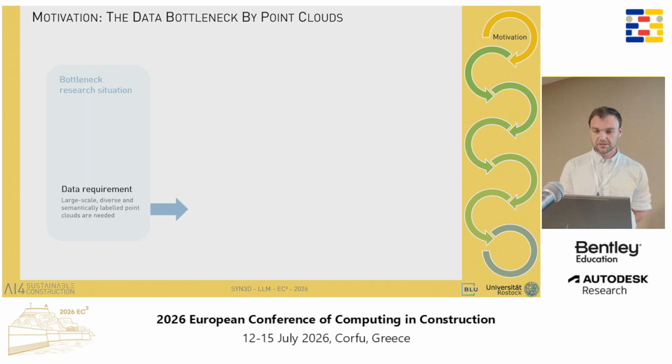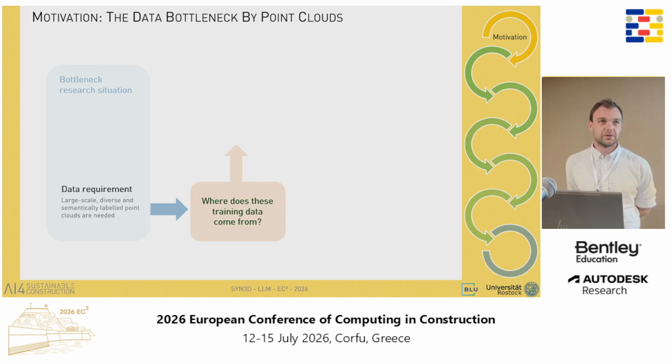And what is the bottleneck we're going to aim at? The bottleneck is that we need large scale data sets, and large scale data sets are not available for point cloud reconstruction, for segmentation, for classification, or something else. Because every diverse scene in the point cloud sector needs a diverse data set to test things on. And what's the next problem? Where does the training data come from?